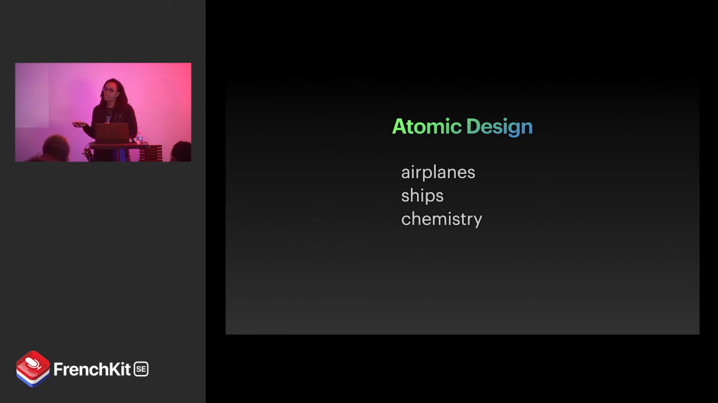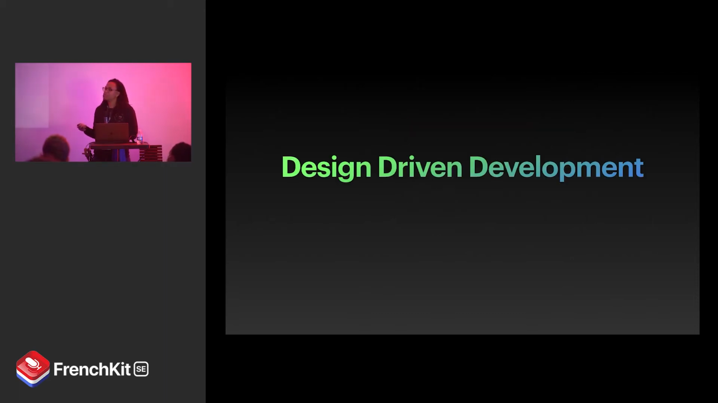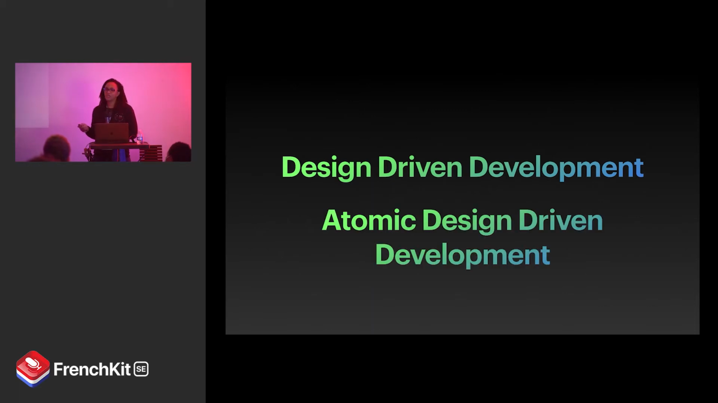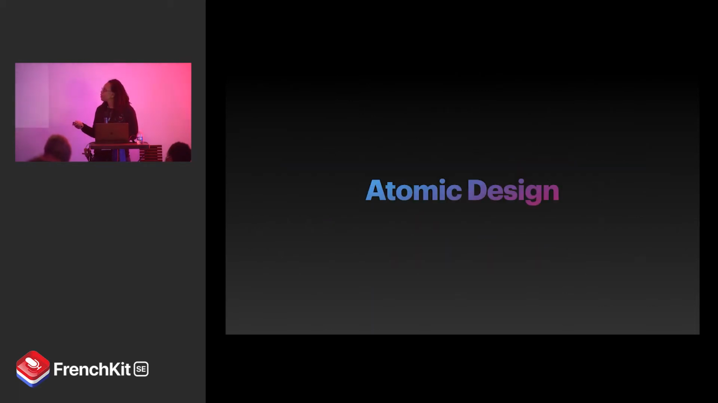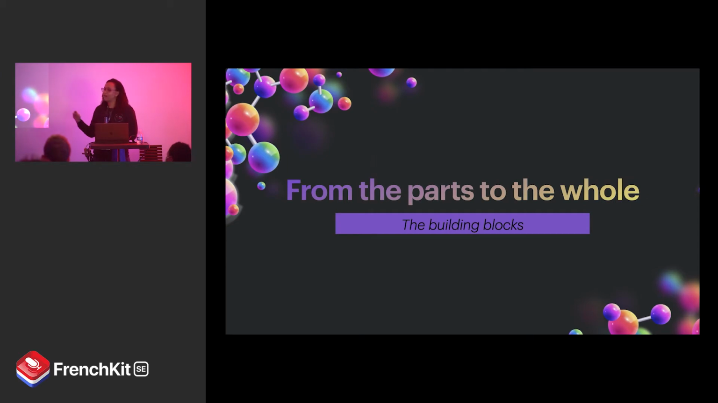And that's the same, actually, for design and product development as well. You need a plan and a system, hence the design system. And you have different ways of expressing it. You can call it design-driven development, or even atomic design-driven development, but we're going to stick to atomic design for this talk.